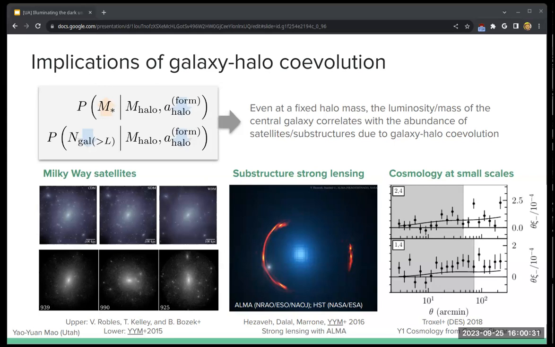Any questions so far? So, you're trying to connect properties of halo to the properties of the galaxy.